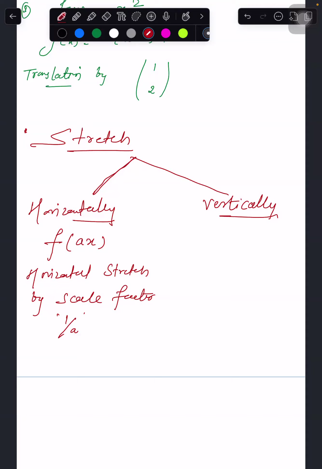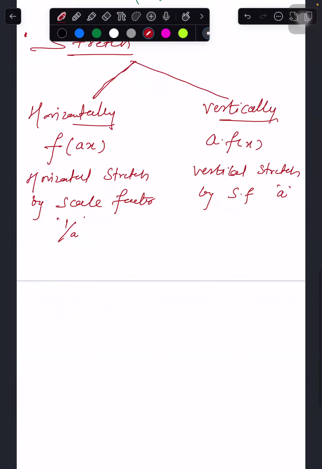But if I see a outside, so a times f of x, it is a vertical stretch by scale factor a. Is it clear? When I see f of ax, it is horizontal stretch. When I see a times f of x, it is vertical stretch. Is it clear? Yes.